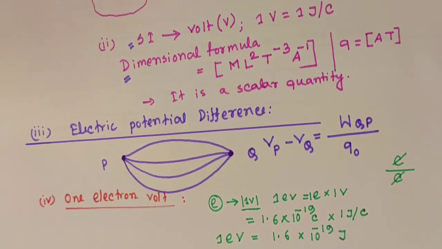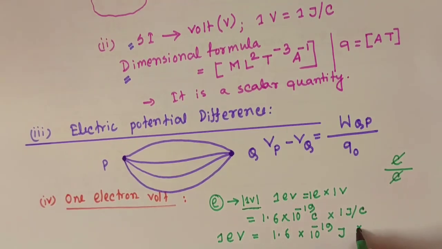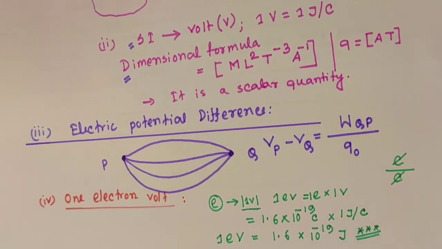So finally we can write 1 electron volt is equal to 1.6 into 10 to the power minus 19 joule. Sometimes this question comes for 1 mark. Okay, so this is important. You have to remember this line: 1 electron volt is equal to 1.6 into 10 to the power minus 19 joule, and the definition also sometimes comes.